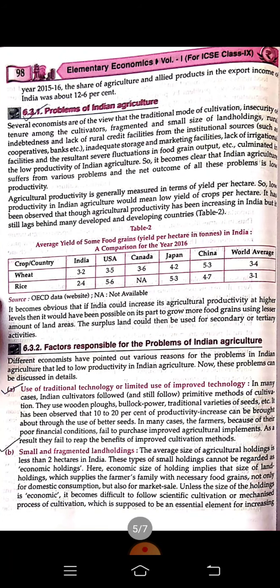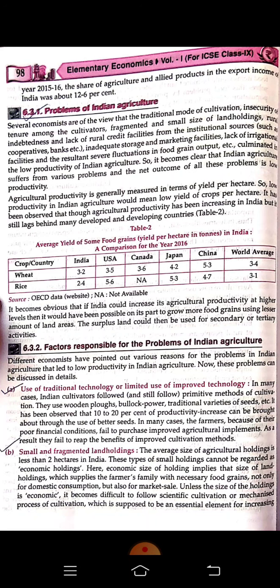What are the problems in Indian agriculture? Several economists are of the view that the traditional mode of cultivation, insecurity of tenure among the cultivators, fragmented land, that means small size of land holding, then indebtedness, not getting loan facilities, and many more problems are there which Indian farmers, or cultivators, are facing nowadays. Inadequate storage and market facilities, lack of irrigation facilities. These are the problems. For this reason, the productivity of the agricultural sector is not that high in India compared to other developed and developing countries, as we can find in the table given in your book.